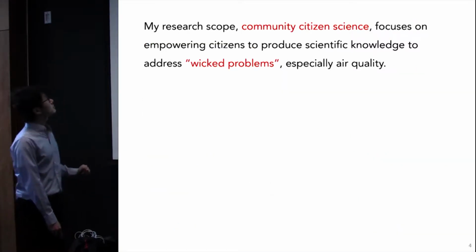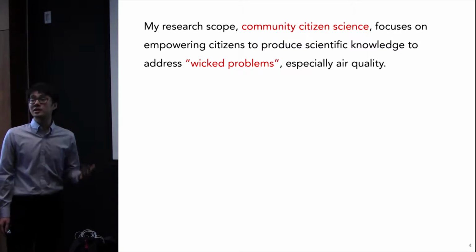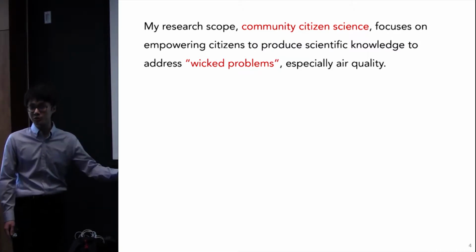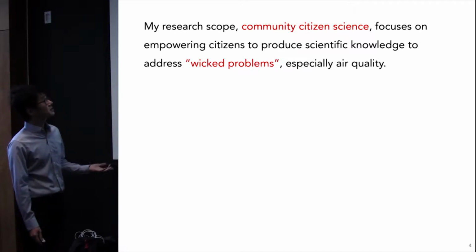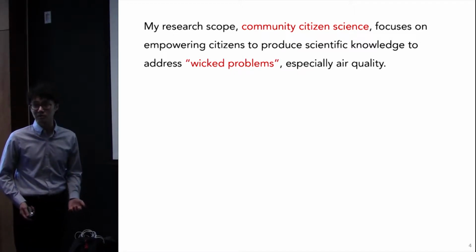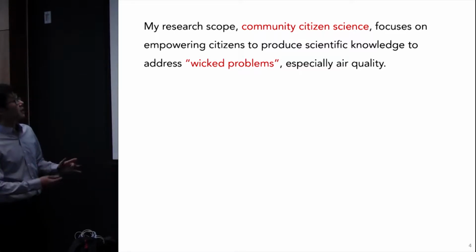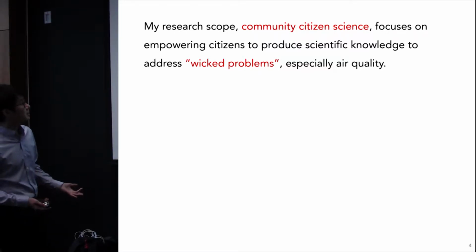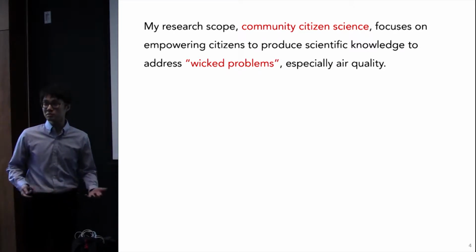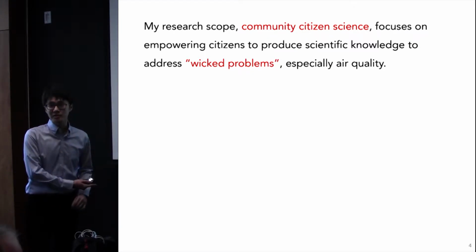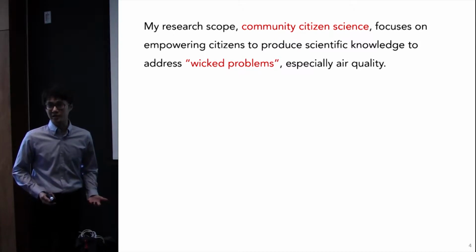Okay, so my research scope, which is community citizen science, is the community-oriented one that I just described. It focuses on empowering citizens to produce scientific knowledge. One really important property of this type of problem is that it is a wicked problem. Usually the problem community citizen science is facing is complicated.